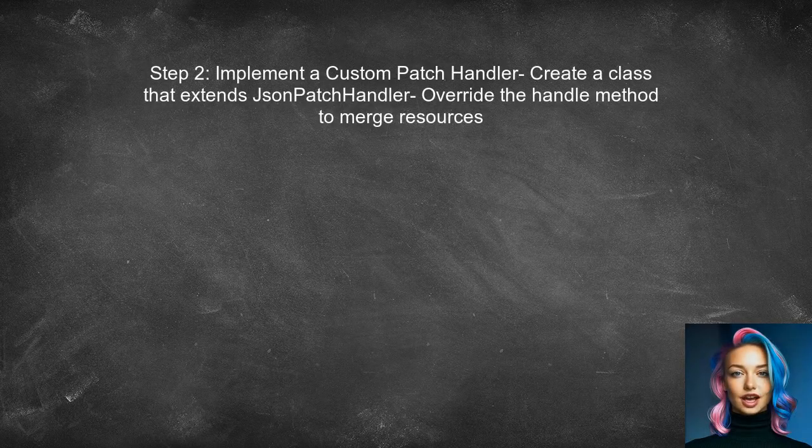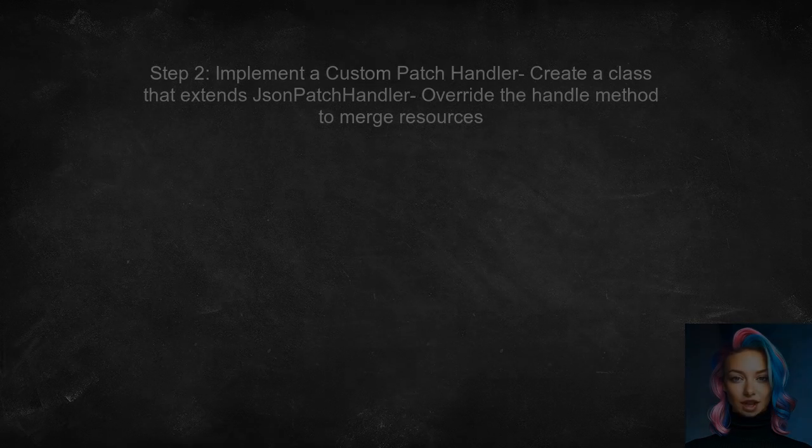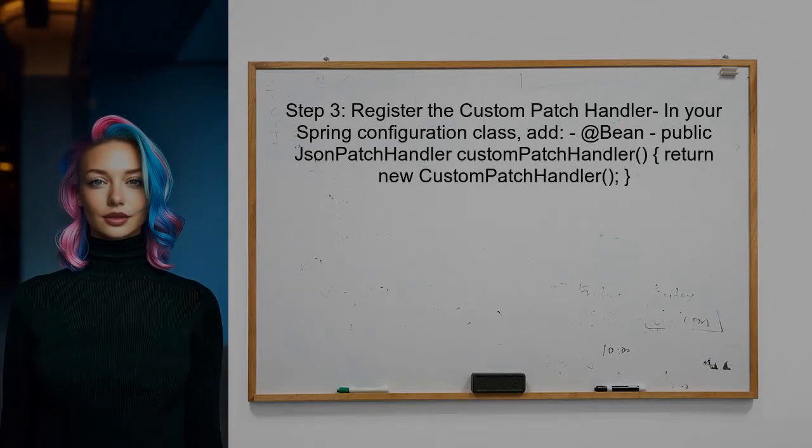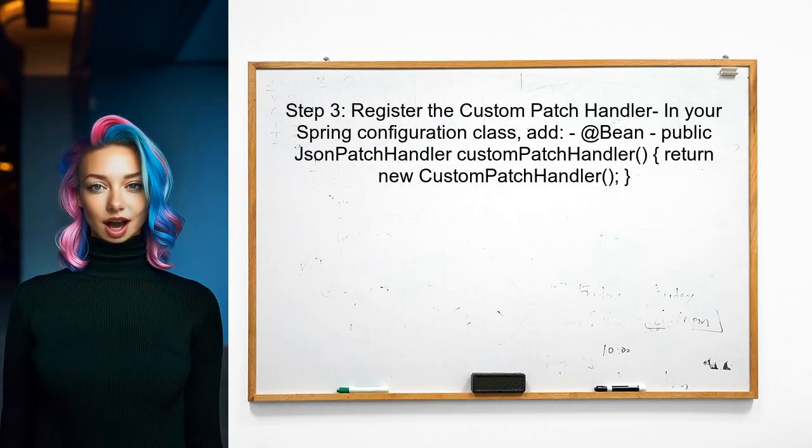Next, the user should implement a custom patch handler. This handler will intercept the patch requests and merge the incoming resource with the existing entity from the database before passing it to the update method. After implementing the custom patch handler, the user needs to register it with the Spring Data REST configuration. This ensures that the custom logic is applied whenever a patch request is made.